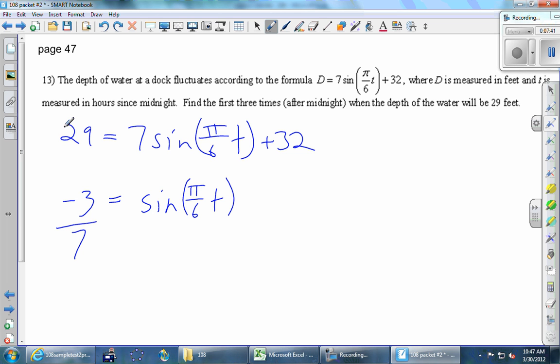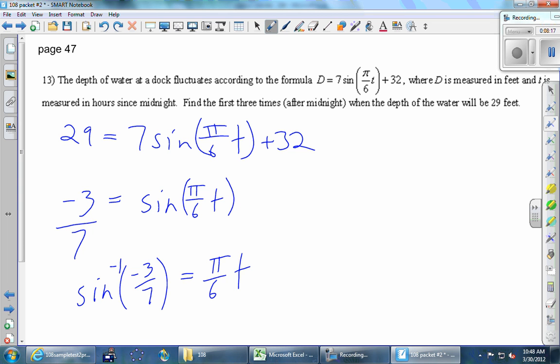Now what should we put in front of both sides? Inverse sine, arcsine. So I'm going to write it before I use the calculator. So we go inverse sine of -3/7 equals t. Oh, that's not right. What should it equal? Pi over 6t. Now it's the inverse sine.